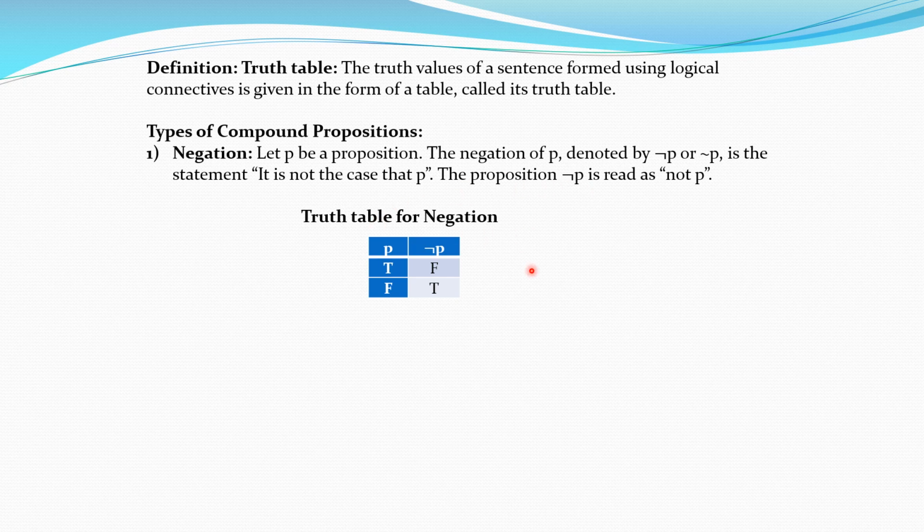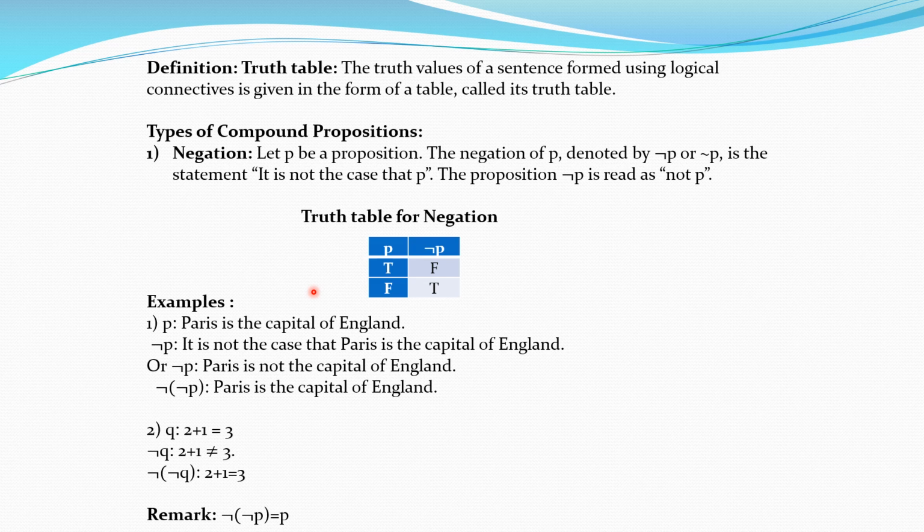So, whenever P is a certain statement or proposition, not P, or it is not the case that P, is nothing but the negation of P. Now, what is the truth table for negation? As P is a proposition, it has truth value either true or false, meaning T or F. Whenever a statement P is true, definitely its negation is false. And whenever P is false, the negation of P has truth value true. So this is the truth table for negation of P. True, false, false, true.